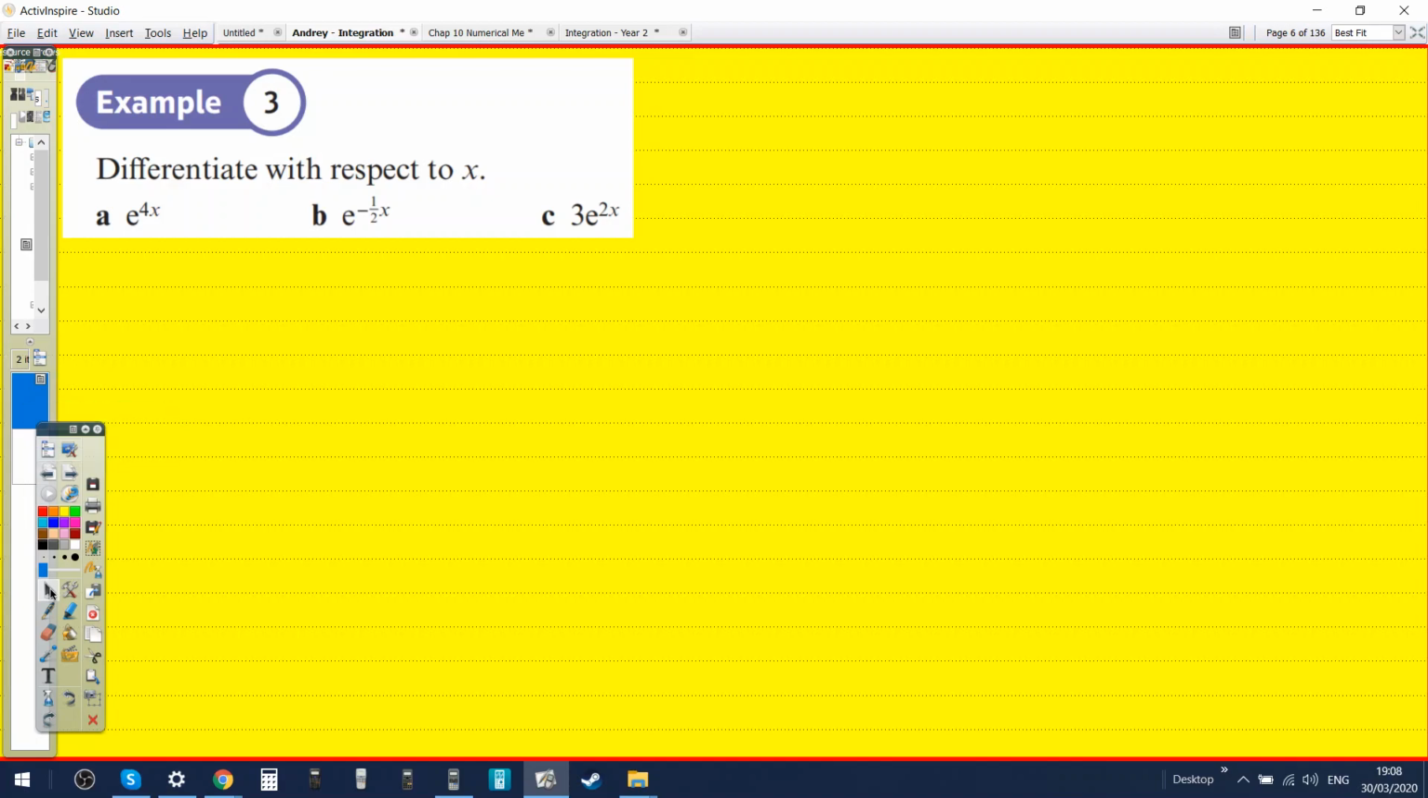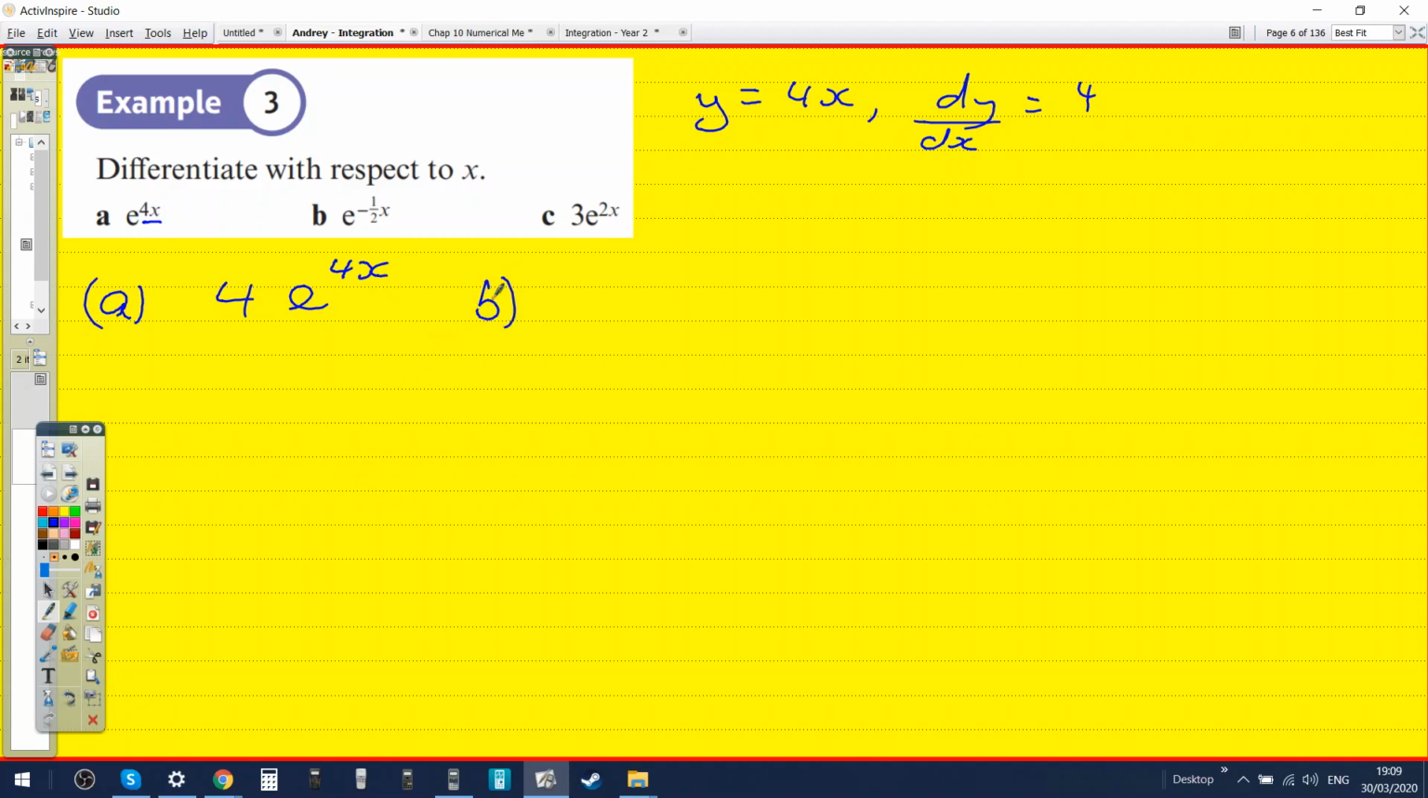How about these? So would the first one be just 4xe to the 4x minus 1? Well, the derivative would be e to the 4x. But you also multiply by the derivative of the function inside the function, which is 4x. What is the derivative of 4x? What you get when you differentiate it. 4. Yeah. And so you just multiply that by 4, so that would be 4e to the 4x.